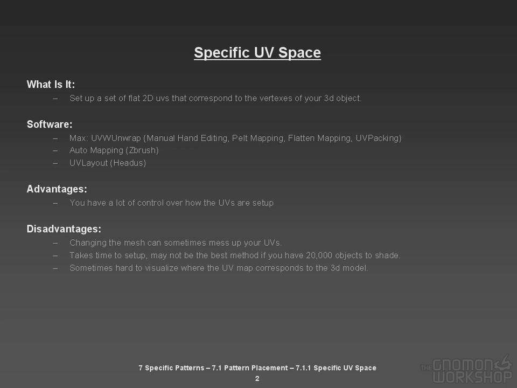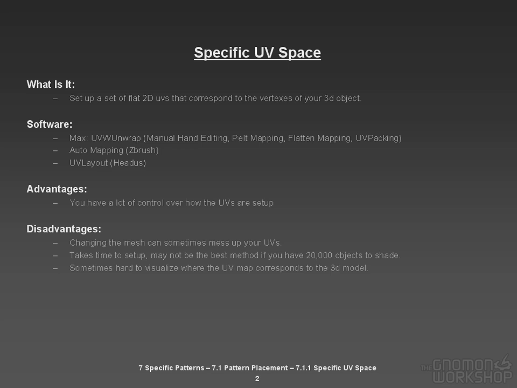So in Max, there is a modifier called the UVW unwrap modifier, and this is where you do all your editing of specific UV space. So you can use stuff like manually hand editing the position of the UVs. You can use tools like pelt mapping, flat mapping, and UV packing. There's also something called auto mapping, which is something that you see, for example, in the software ZBrush, and that's where it takes each and every face, sets up a separate little UV square per face, and then lines them all up in a grid, which is useful when you're doing stuff like baking out various things into UVs.